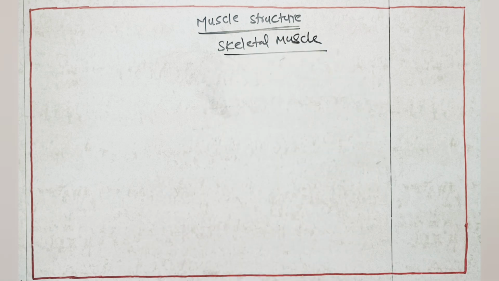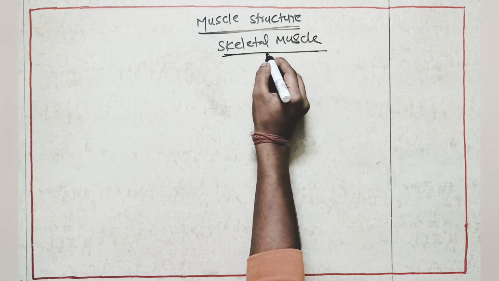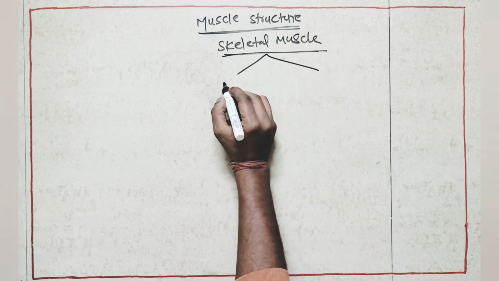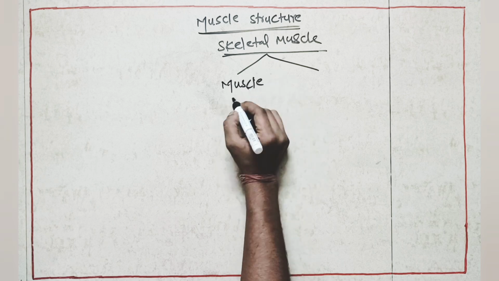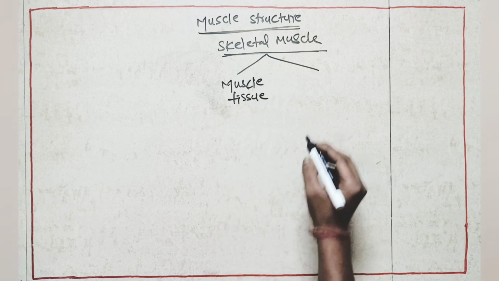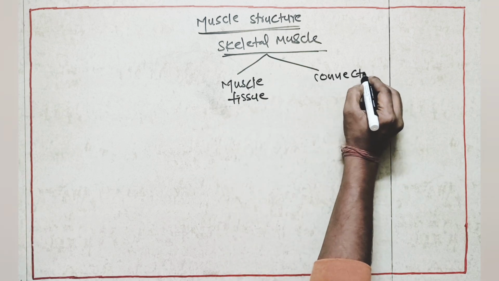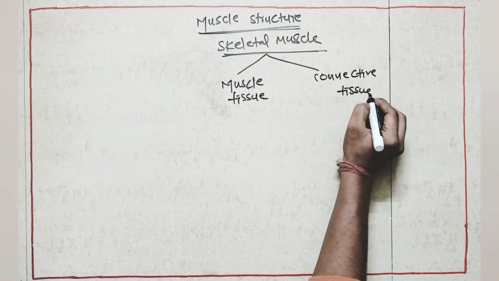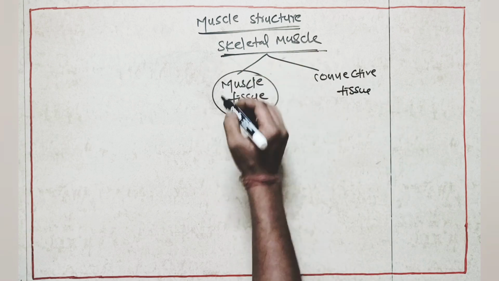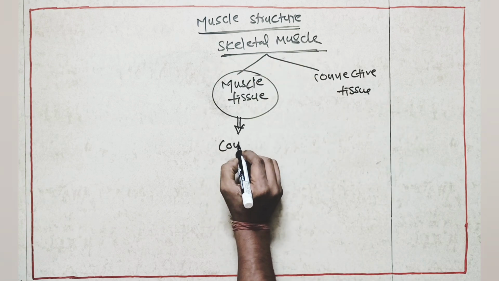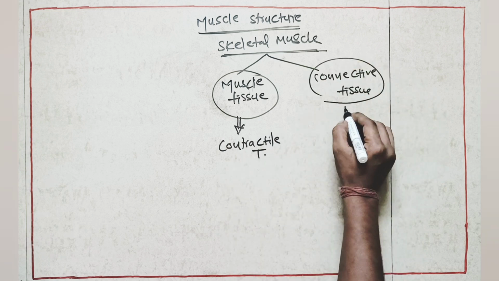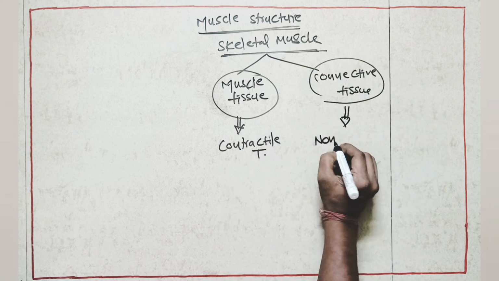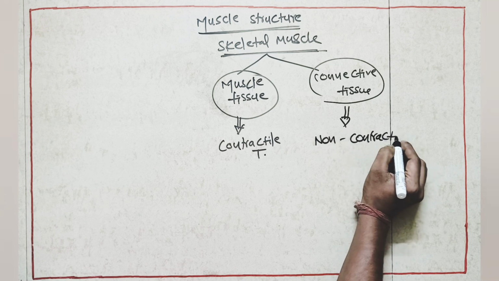In the human body, skeletal muscle will have two structures. First one, muscle tissue. Second one, connective tissue. This muscle tissue is nothing but the contractile tissue. Okay, and this connective tissue is non contractile tissue.